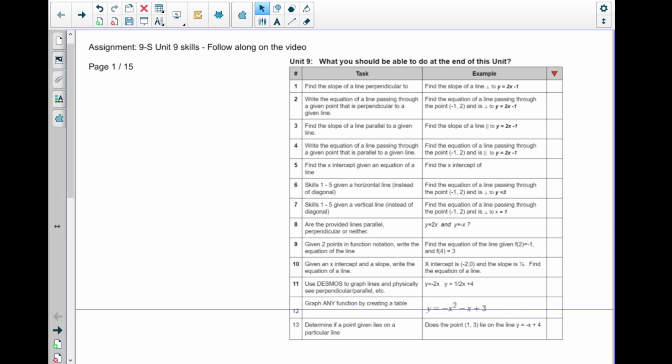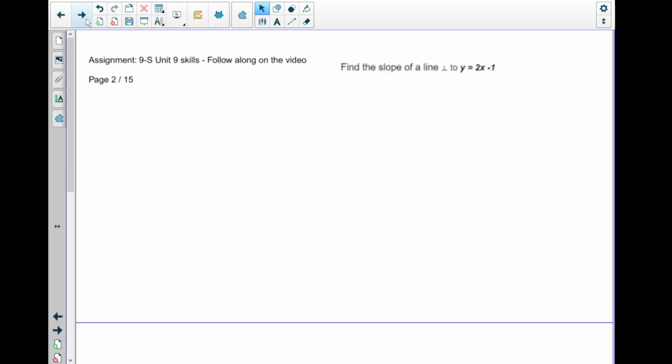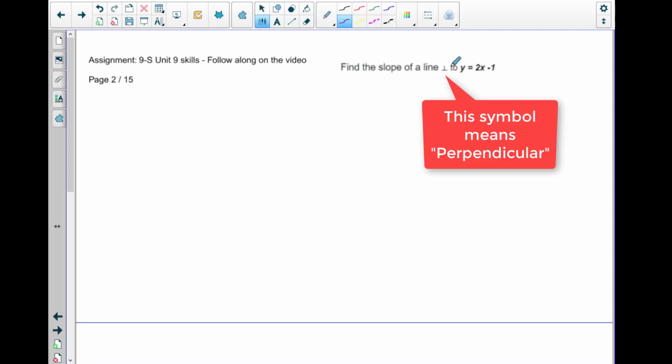Okay, let's talk about task 1. Find the slope of a line perpendicular to another line. All right, so let's go to slide 1 and we'll do that. Okay, so that little symbol there we won't be using on the quizzes, but just so you know, that means perpendicular. So find the slope of a line that's perpendicular to y equals 2x minus 1.